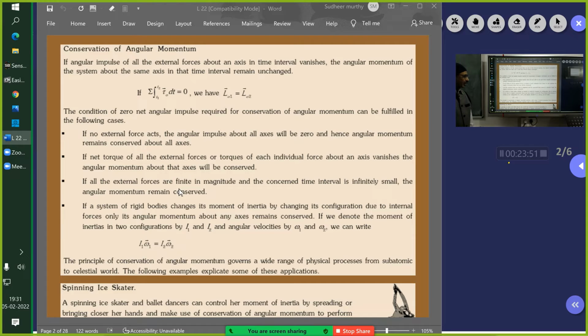If all the external forces are finite in magnitude and the concerned time interval is infinitesimally small, that means this force is acting for a very, very short duration of time. Then the angular momentum remains conserved. Now, who can explain this? Come on, apply Newton's laws and everything that we have studied about motion.